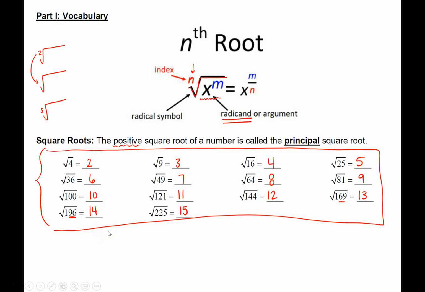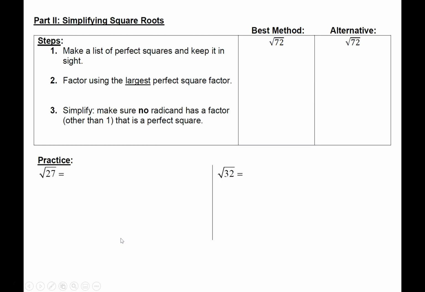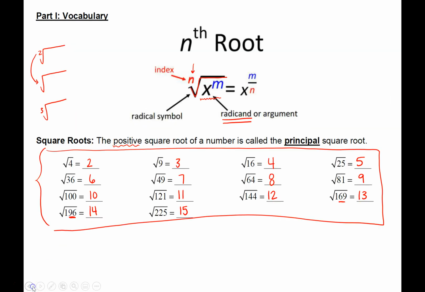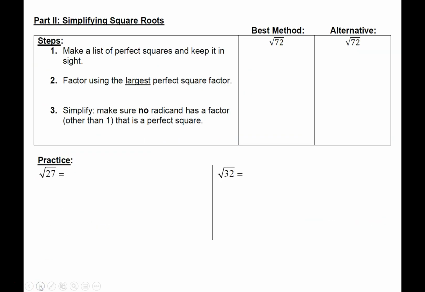So let's get into the actual simplifying part, when we don't have a perfect number like these. Our steps are going to be to make a list of perfect squares to keep in sight. We have that at the top of your page right now. Then factor using the largest perfect square. And then simplify so that the radicand can't factor anymore with any perfect squares.